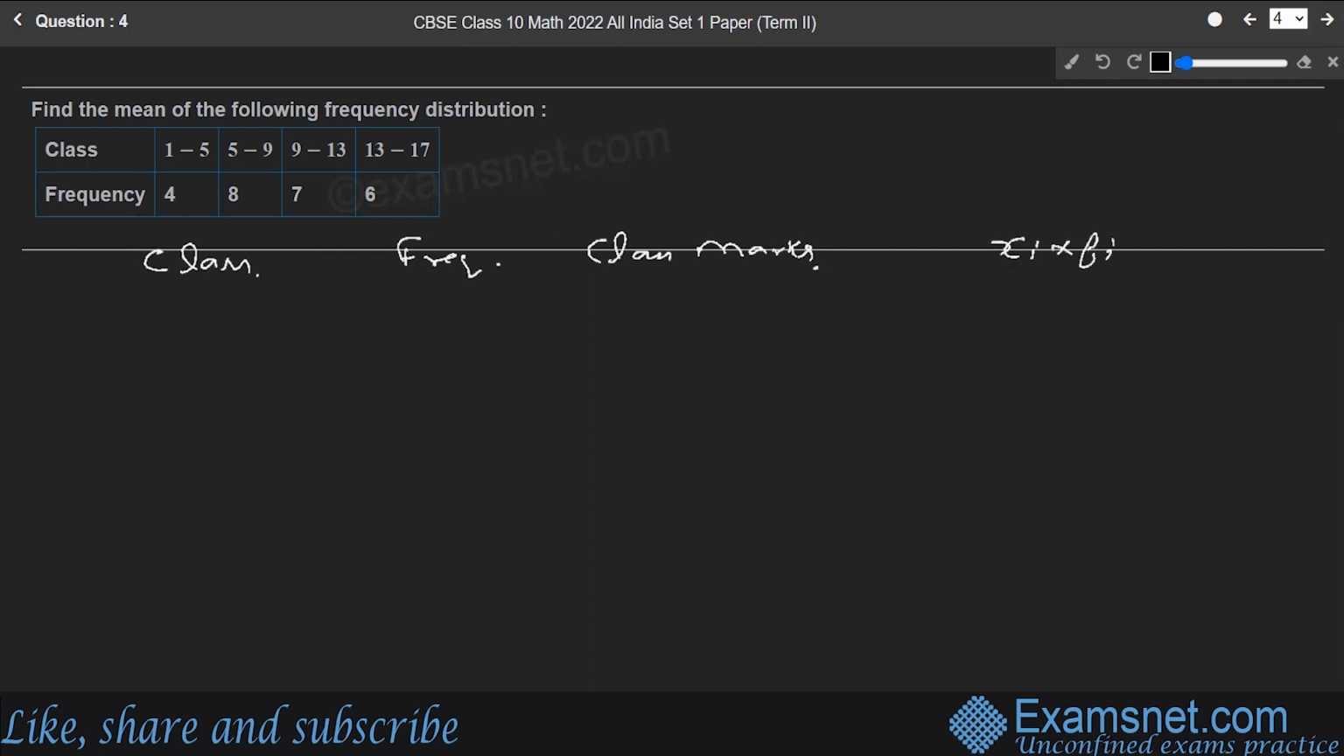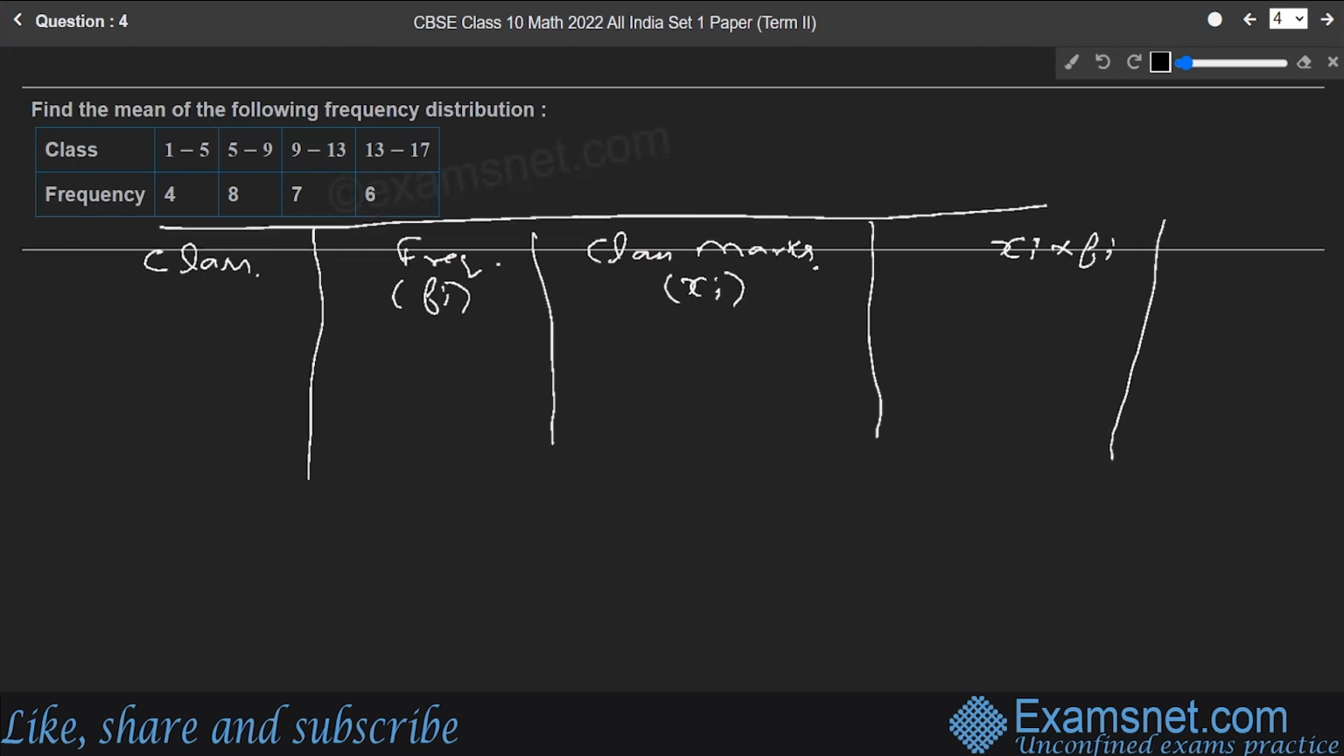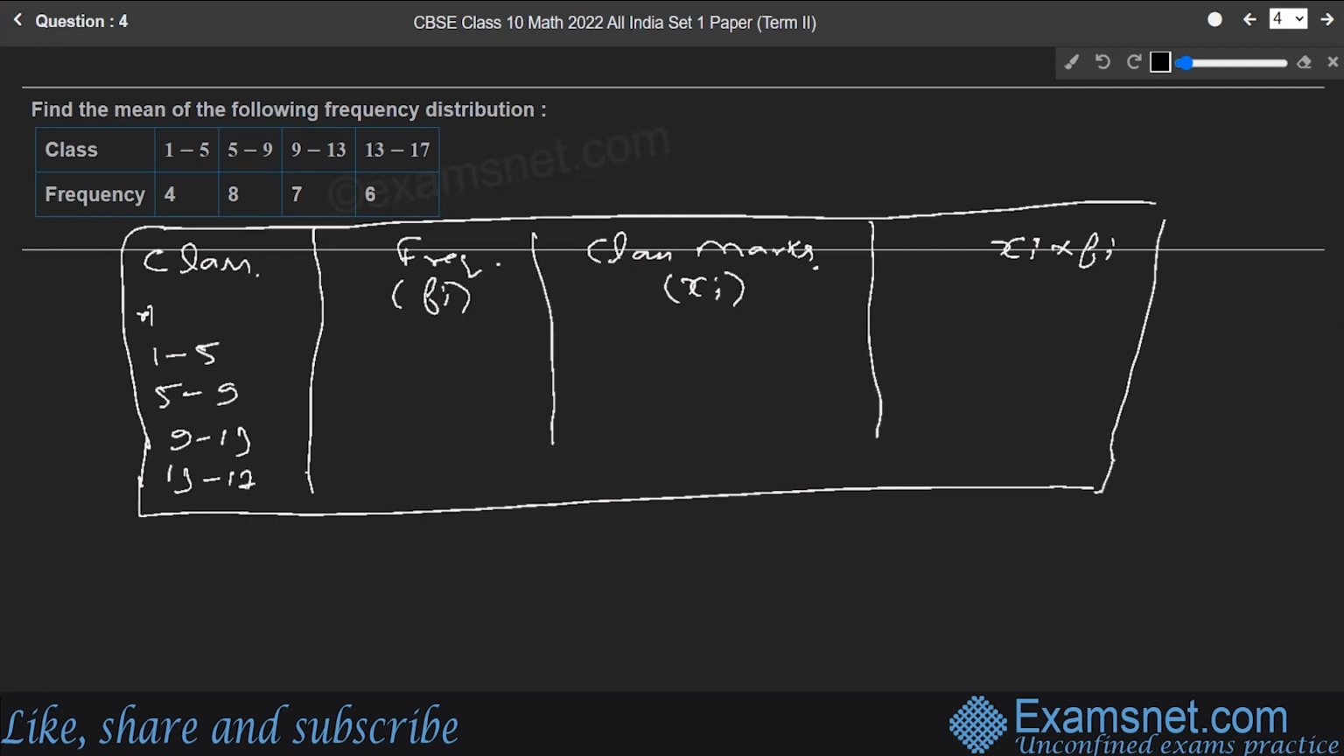What are these xi and fi? The frequency will be designated as fi, the class marks will be designated as xi, and the product of them, xi into fi, I'll do here. So let me create some columns out of it, which will be part of the table that I'm going to make. What are the entries? The first entry is 1 to 5. Then the entry will be 5 to 9, then 9 to 13, and the last entry will be 13 to 17.